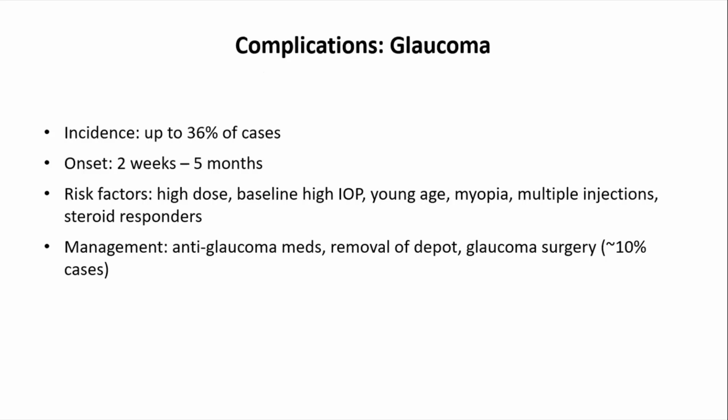Complications: the most common complication is high IOP glaucoma, seen in up to 36% of cases. It can arise anywhere between 2 weeks to 5 months. Risk factors include high dose of PST, baseline high IOP, young age, myopia, patients in whom multiple injections have been given, and steroid responders. Management is usually anti-glaucoma medicines, removal of the depot, or glaucoma surgery in case of very refractory cases.